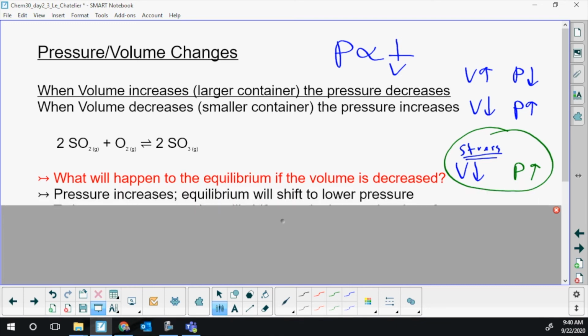So this black line is just repeating what I wrote there. Pressure increases, that's part of the stress, so the equilibrium is going to try to do the opposite. It's going to try to drive the pressure down. This is just a statement of the stress, but in terms of pressure as opposed to volume. Then there's a comma, and then there's the result, then there's the shift. And then we have to figure out how we can lower pressure.